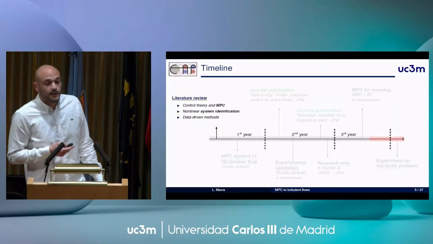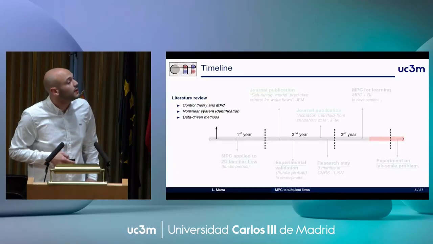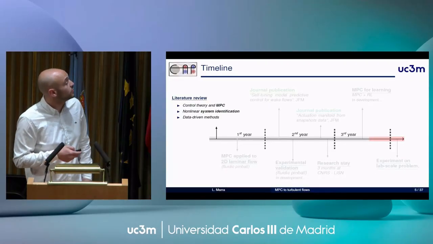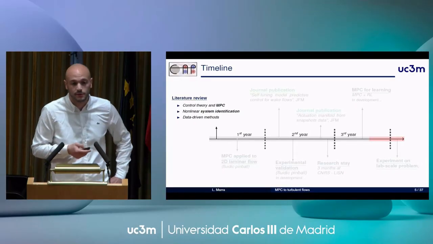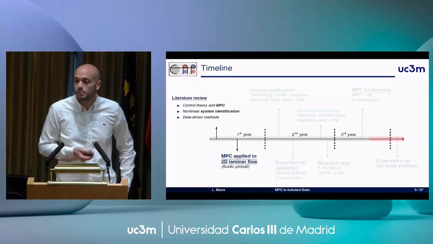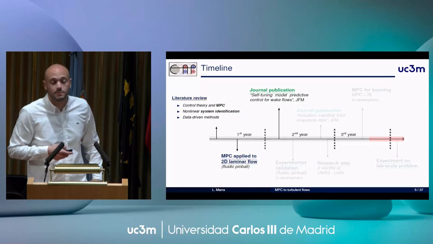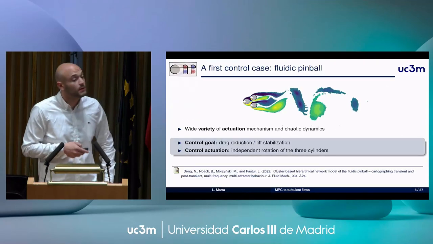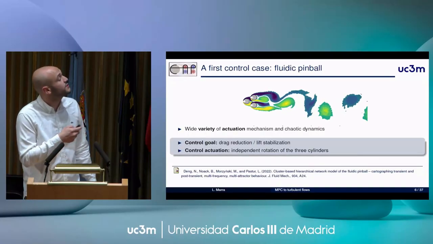So this is a timeline of the activities I have carried out during my PhD. The first year was mainly used for literature review, especially about MPC and nonlinear system identification strategies. I started applying the MPC on a simple laminar chaotic 2D problem, like the fluidic pinball, explained in a moment. And this ended up in a first publication in the Journal of Fluid Mechanics about the control of the fluidic pinball. So the fluidic pinball is exactly a cluster of 3 cylinders.